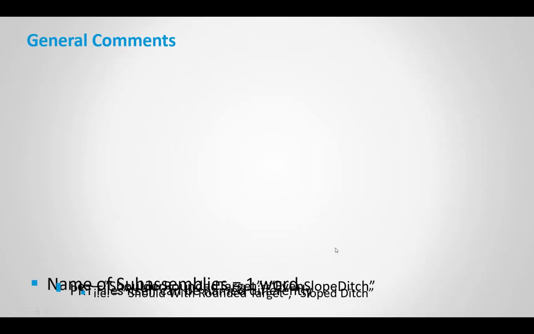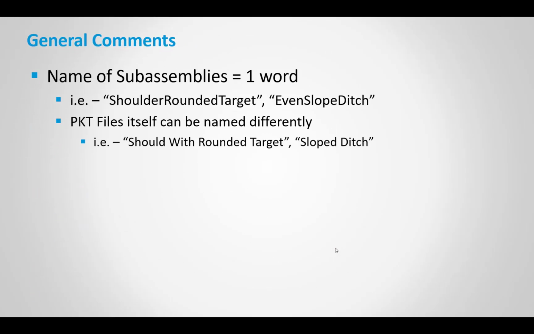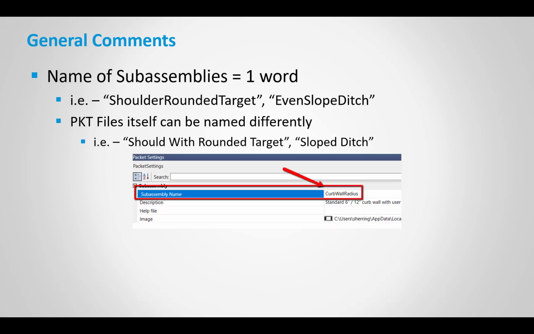Some other general comments. The name of the subassemblies themselves should be one word. So you can't have spaces between the words or anything. For example, the shoulder rounded target should be just as it shows here, ShoulderRoundedTarget, one word. The PKT file itself can be multiple. And the subassembly name is found within the subassembly packet settings. So that can differ from the PKT file. However, the subassembly name itself needs to be one word.